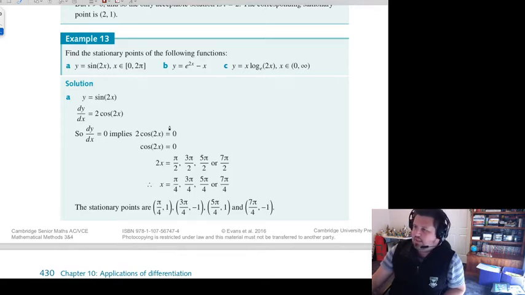In this particular case, again, because it's between 0 and 2 pi, we're going to substitute these back into the original equation to find their corresponding y coordinates, which are listed there. These are each a stationary point. Perfect. This one here, y equals e to the power of 2x take away x.